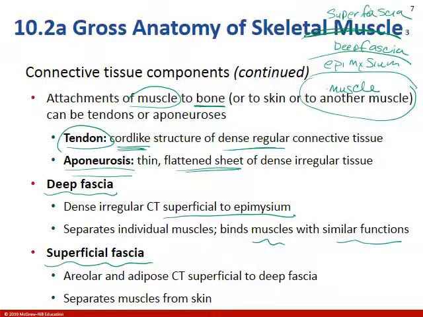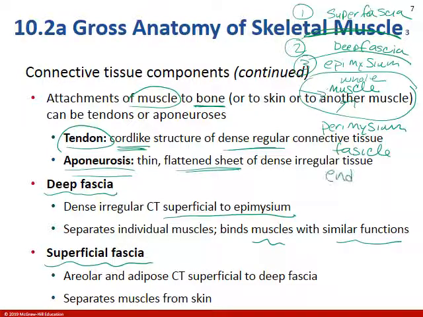So if I was going to start on the outside, start superficially and work my way in, I would have superficial fascia, deep fascia, epimysium, then I would have my whole muscle, right? Then if I went further inside the muscle, what would be next? Perimysium. And what does perimysium wrap around? Fascicles. And then in fascicles, we have endomysium wrapping connective tissue around individual muscle fiber cells.